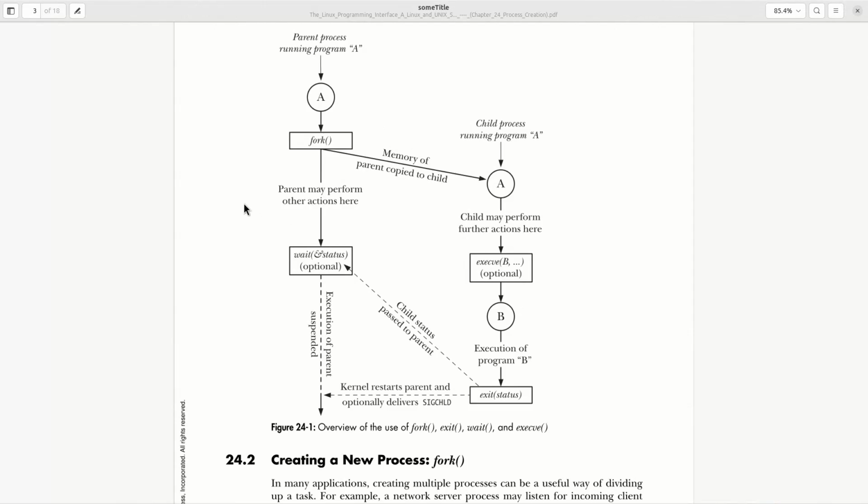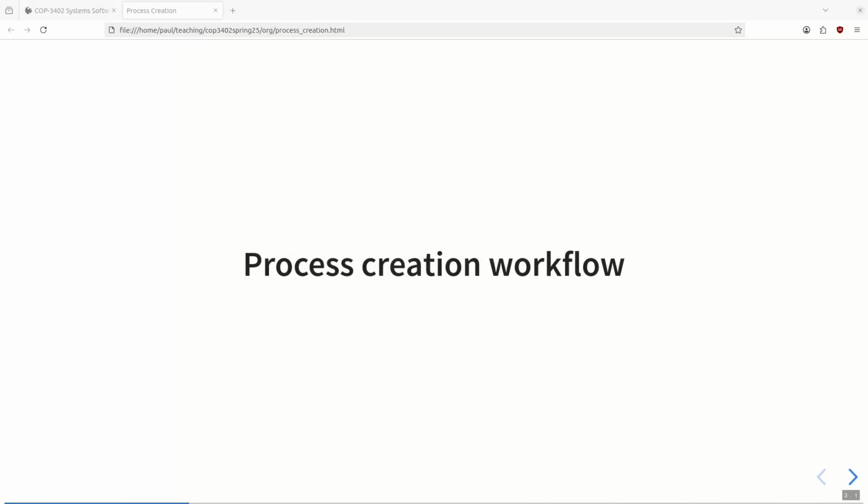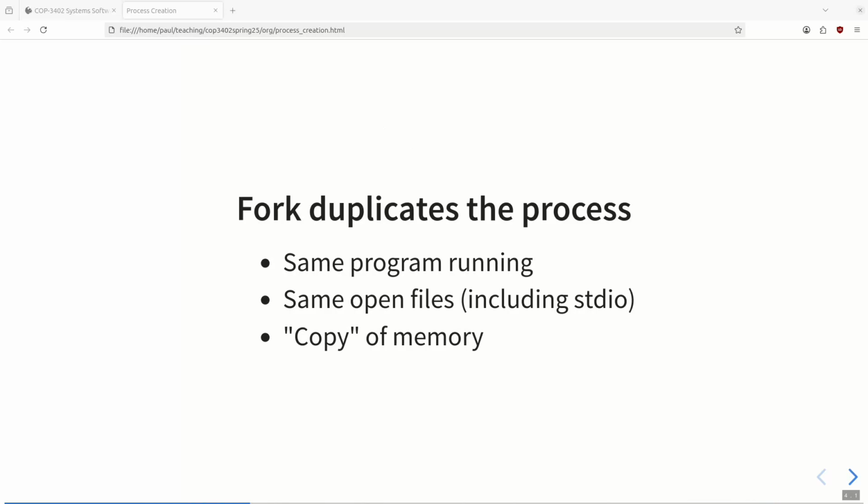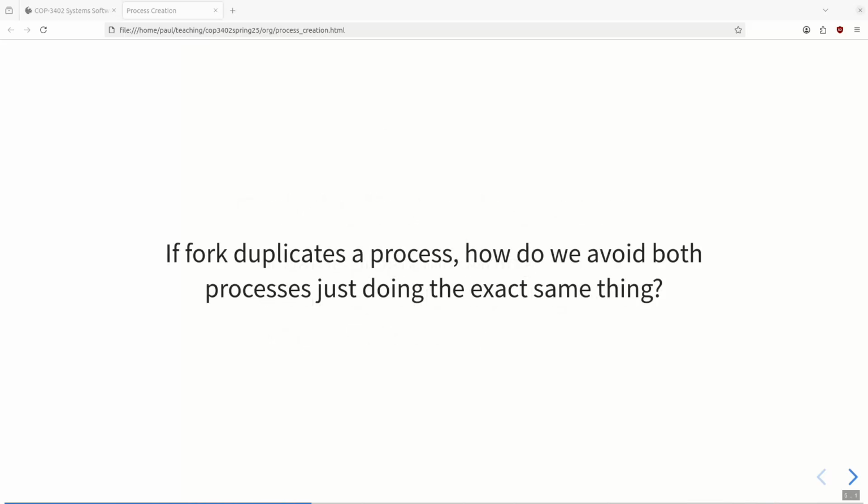So this may seem a little counterintuitive. If they're really the exact same program, how is it possible that one will call exec and the other doesn't? Because it's the same program. You write the same C program, the same sequential list of instructions, and how can one process run exec? So this is the next question. This is what happens with fork. Fork duplicates the process. The exact same program is still running, same open files. The memory is conceptually copied. So then the question is, how do we avoid the process always doing the same thing? How can we make one do exec or one do something different?